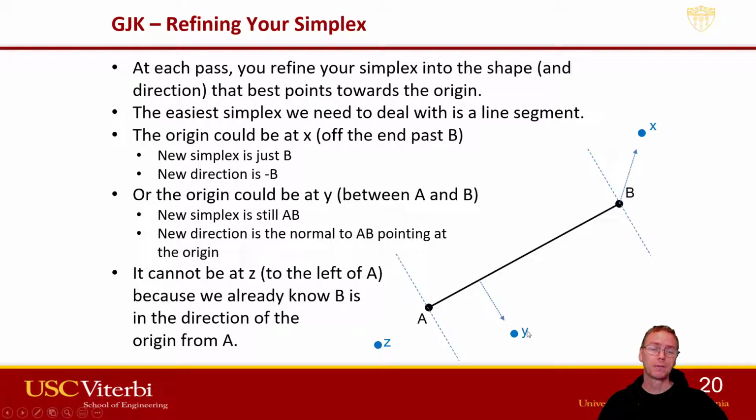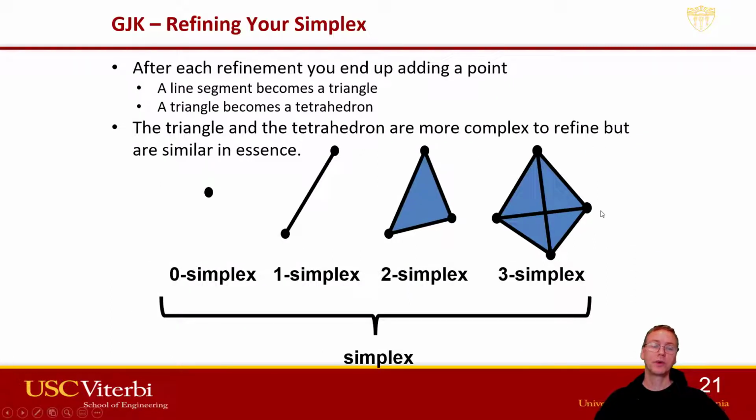And either way, I'm going to get a new search direction. And if it's at X, I will throw out A. If it's at Y, I'll keep both A and B. So what that means is at each step, you either throw out a point or you keep the points.